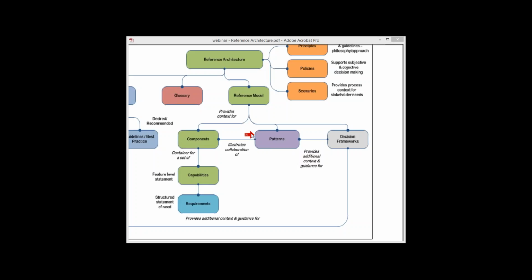And so we use that term partial instantiation, because the reference architecture by definition is still somewhat generic, still somewhat abstract. It's not trying to provide a specific solution, it's trying to provide guidance on how to create a wide range of solutions given a certain starting point, given a certain set of surrounding assumptions.